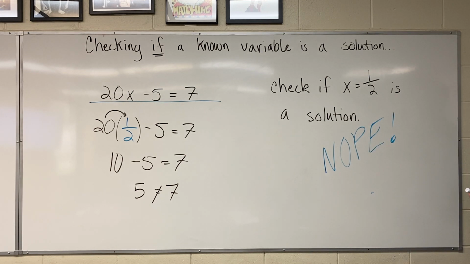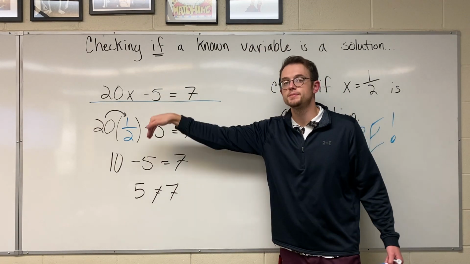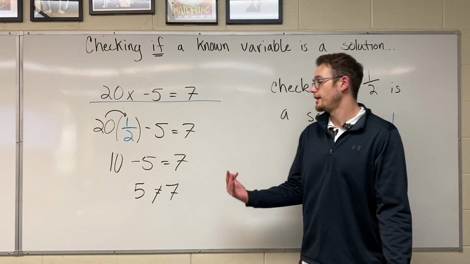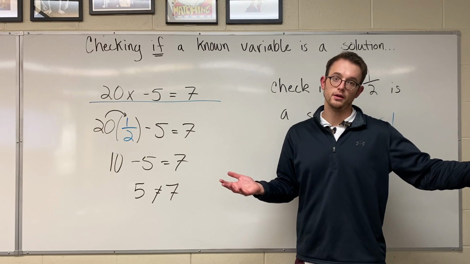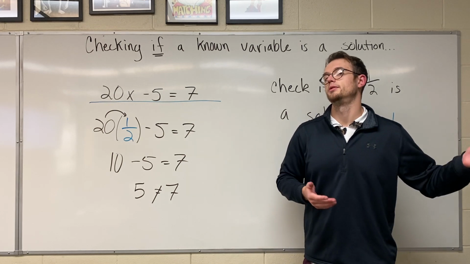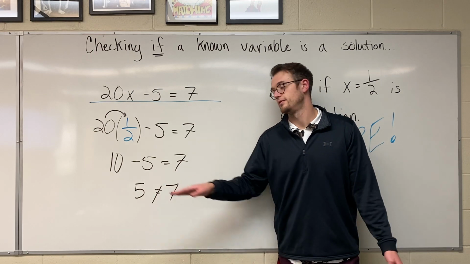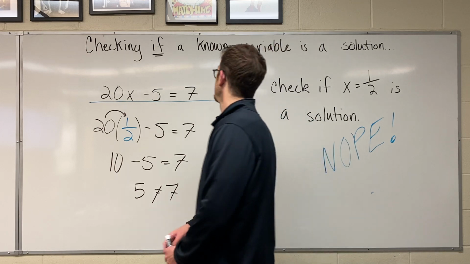Nope. It is not the solution because when I substitute it in, I don't get an equivalent statement. An equivalent statement just means that you got the same thing on both sides of the equal sign, right? You don't say an apple equals an orange. An apple equals an apple. 5 should equal 5. 5 does not equal 7. So it's not equivalent.